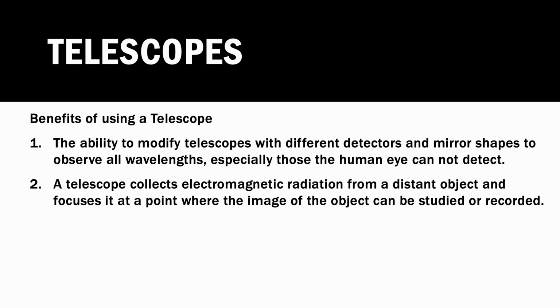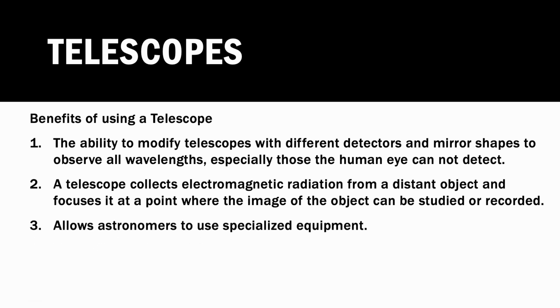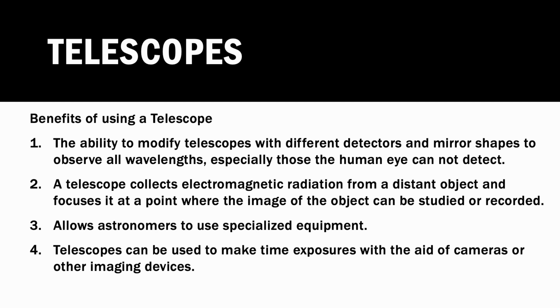A telescope collects electromagnetic radiation from a distant object and focuses it at a point where the image of the object can be studied or recorded. It allows astronomers to use specialized equipment. A photometer is an example of specialized equipment. It is used to measure the intensity of visible light. Telescopes can be used to make time exposures with the aid of cameras or other imaging devices.